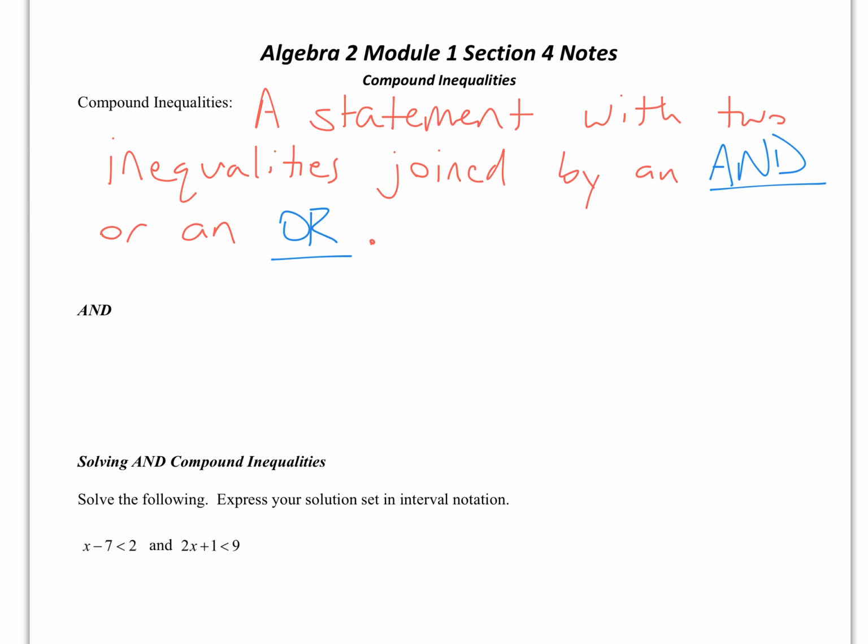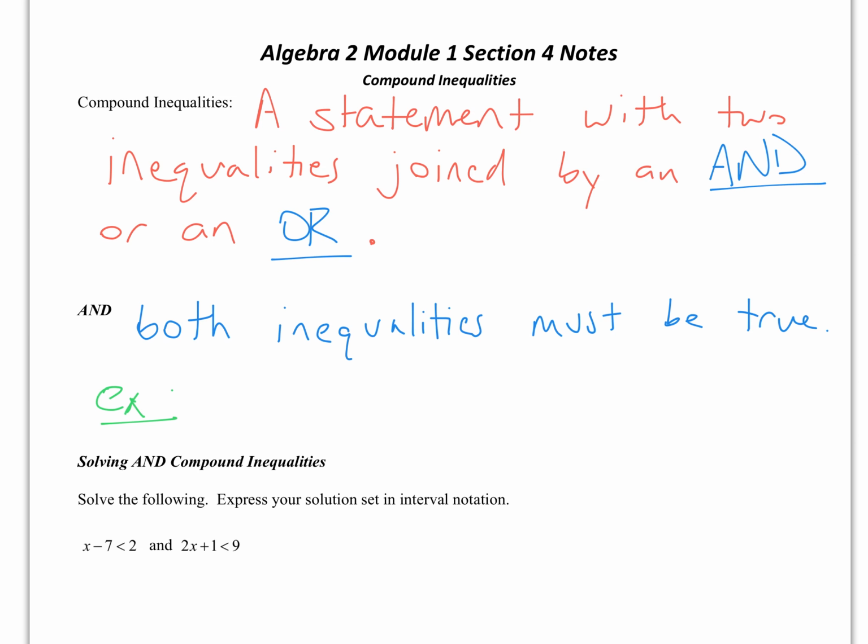So what is an and inequality? Well, it's pretty simple. An and inequality is just a compound inequality where both inequalities must be true. So, just a quick example. You might have something that says x is less than 5 and x is greater than 1. So both of those must be true, and they're combined with an and.